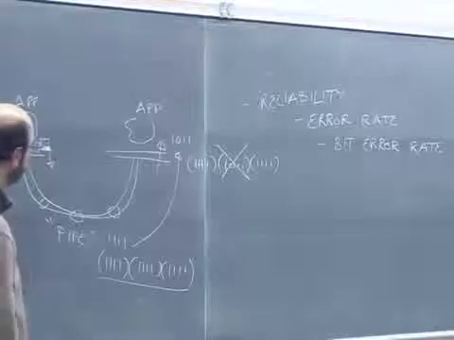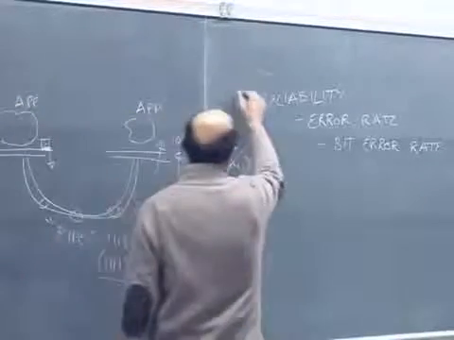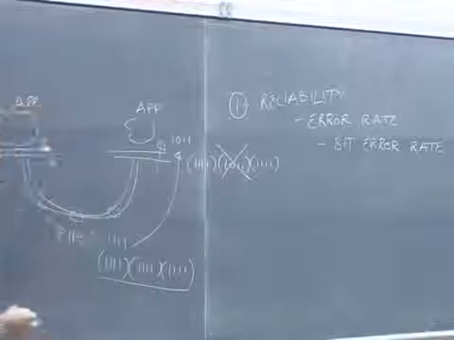Just point out this is what people do. So that's one property of the link, clearly, is error rate. It's a bit error rate.